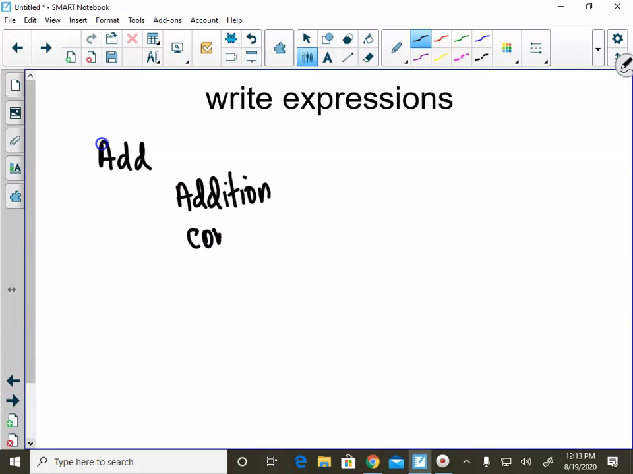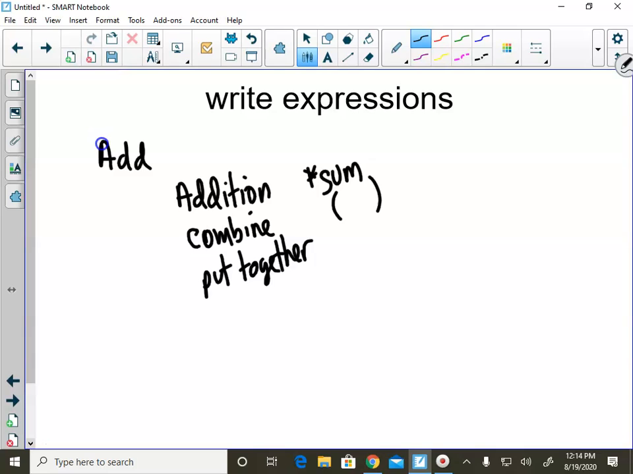Combine. Put together. And probably the most important one out of all of these is the word sum. Sum is important because it tells us that we're looking for the answer to addition. So the word sum is always going to indicate that we need to use parentheses.